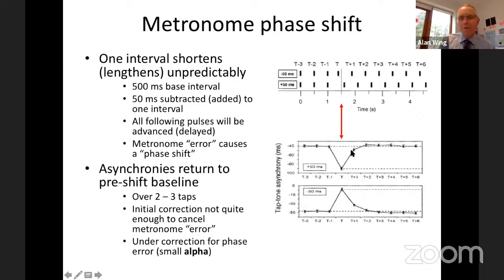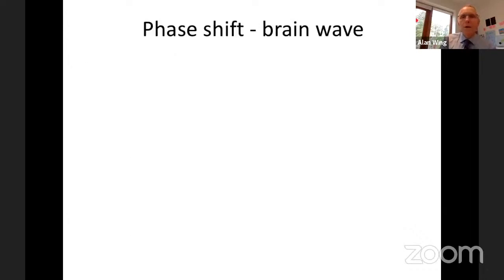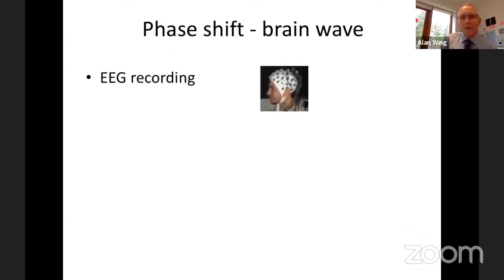But it isn't immediate. So on the very first response after the phase shift, there's still some error left, and it takes a couple of responses to get back to the same baseline. So that means there's some undercorrection. The alpha is not as big as it could be to get you right back on target straight away. There's an interesting part about this experiment that I was just showing you there, which was that we were taking EEG recordings at the same time.